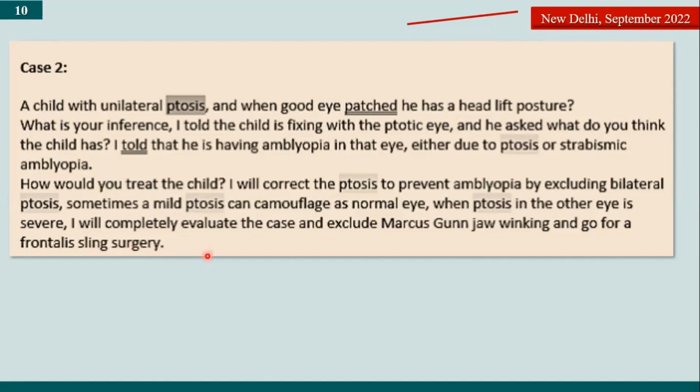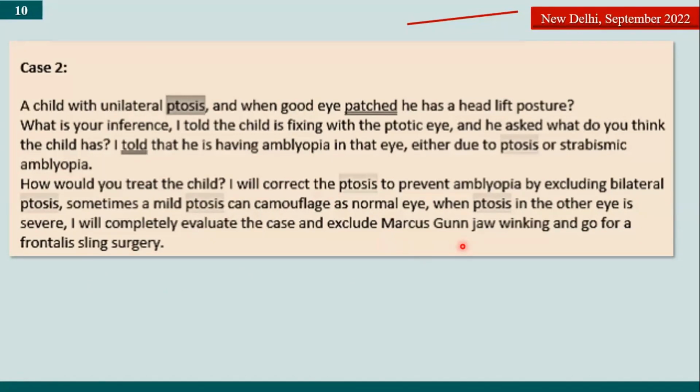Keep going. I will completely evaluate the case and exclude Marcus Gunn jaw winking and go for frontalis sling surgery. Okay, so most probably this case has unilateral ptosis, which is severe ptosis, let's say with poor levator function. So imagine now the scenario: most probably this is a case of unilateral, severe, congenital ptosis with poor levator function. So he needs frontalis surgery.